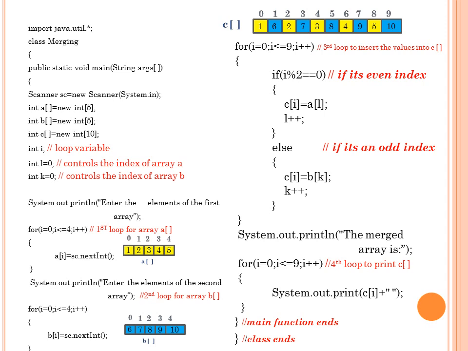There are two loops used here to enter the elements. Enter the elements of the first array, which repeats from 0 to 4. Similarly, there is another statement where it's written enter the elements of the second array, that is B. So in the first loop we enter the elements of A, and in the second loop we enter the elements of B.